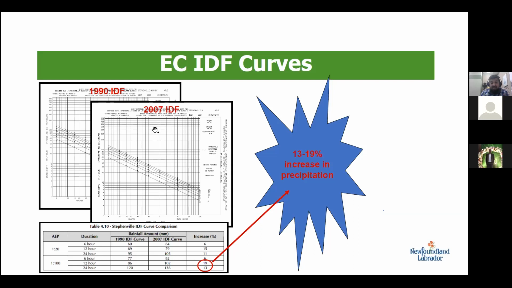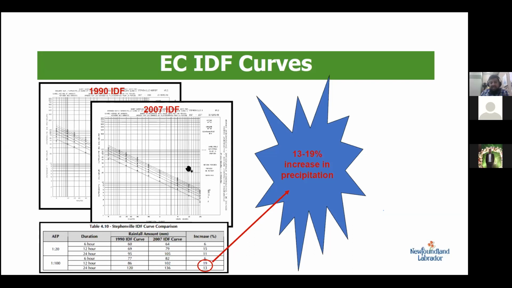And I realized that if I looked at the 24-hour 100-year precipitation, it had gone up by 13% in 17 years. And if I looked at the 12-hour 100-year precipitation, it had gone up by 19% in 17 years. Now, this can happen at a site where the station is new and it's gathering new data. But in 1993, there was already 23 years of data there. And in 2007, there was already 39 years of data. So that's a big change for these years.